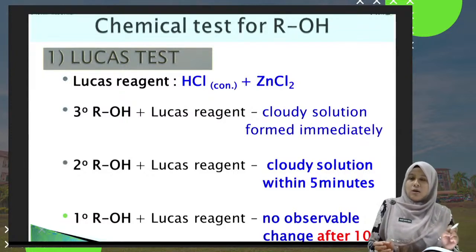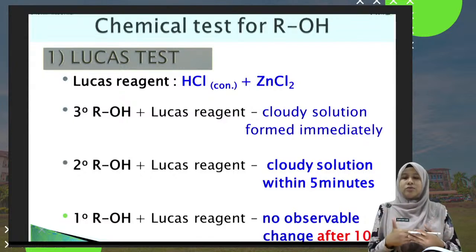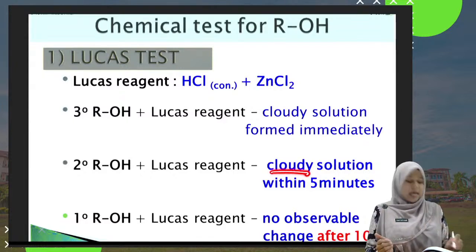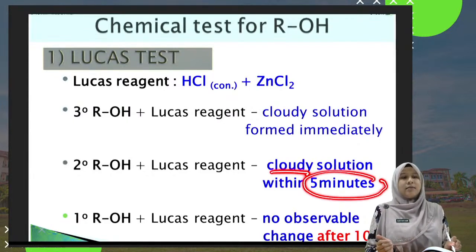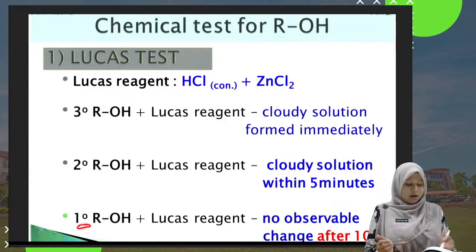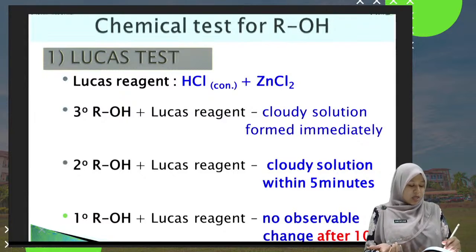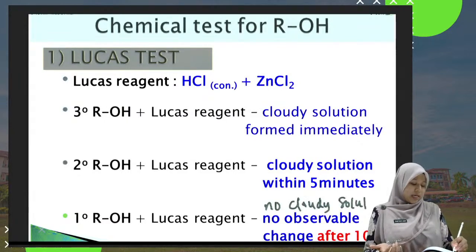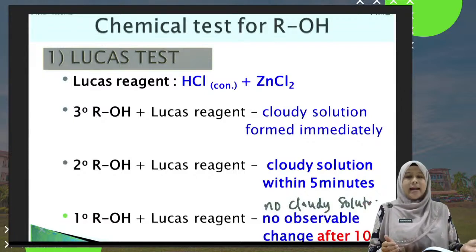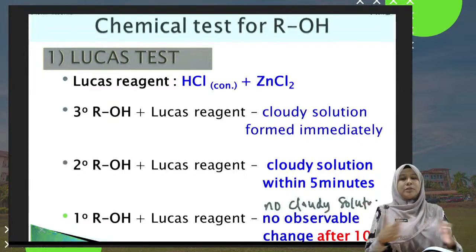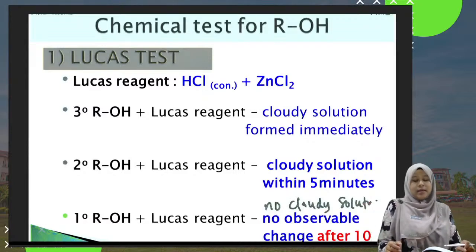So for secondary alcohol, bila kita react with Lucas reagent, kita akan form juga cloudy, tapi within 5 minutes. Okay. And for primary alcohol, when react with Lucas reagent, no observation here, which means no cloudy solution form, even after 10 minit. Selepas 10 minit pun tak ada cloudy, so kita tahu dia adalah primary alcohol.